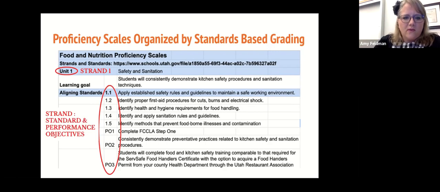You can do this no matter what class you are teaching. So in unit 1, I put in the learning goal, which is straight from the strands and standards. Then I put in each standard that goes under unit 1. So you can see strand 1 is safety and sanitation. That is my unit 1. Then you have apply, and then you have identify, complete, consistently, students will complete. Okay, so these are my performance objectives. This 1.1 stands for strand and standard.